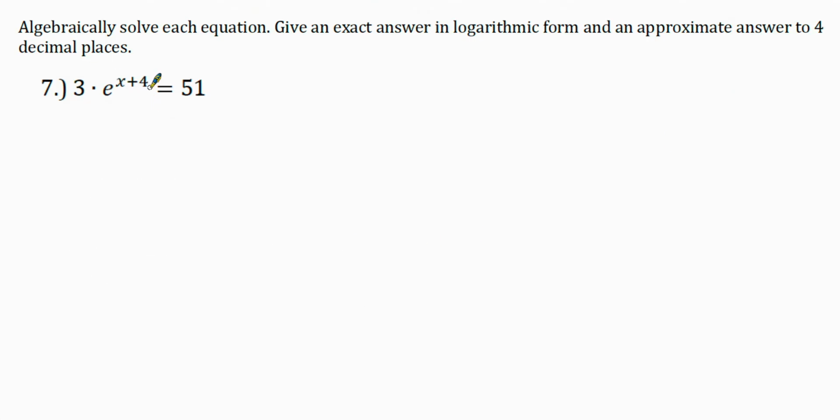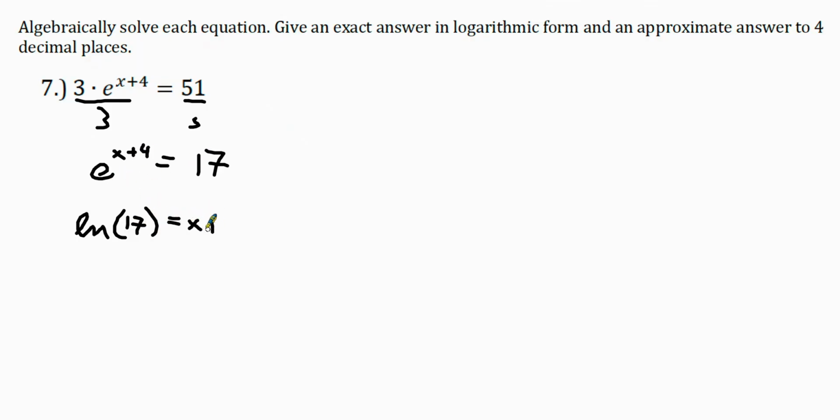Same idea on number 7. Get the exponential by itself first. So I'm going to divide both sides by 3. So I will have e to the x plus 4 power equals 17. So I have the exponential part by itself. Now I can rewrite this as a log. So this would be log base e of 17 equals x plus 4. And remember, log base e is the same thing as natural log. So this is going to be natural log of 17 equals x plus 4.